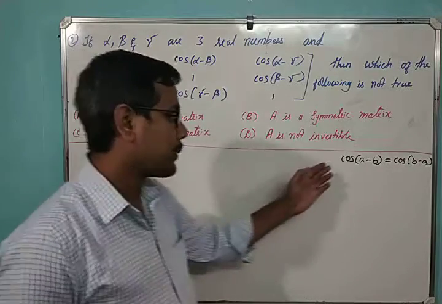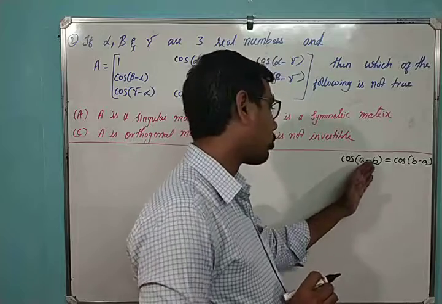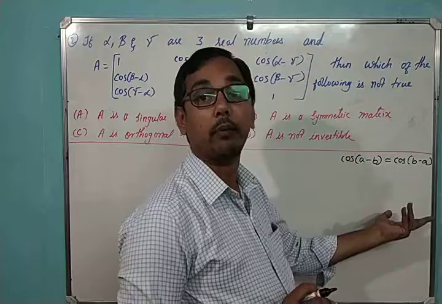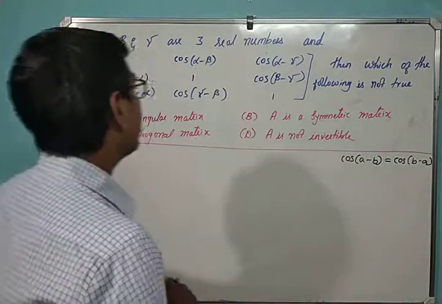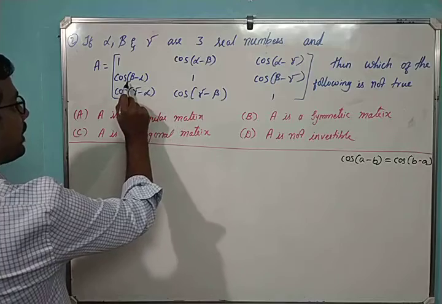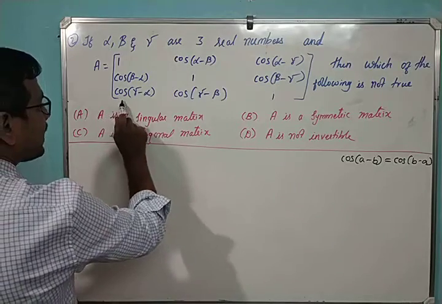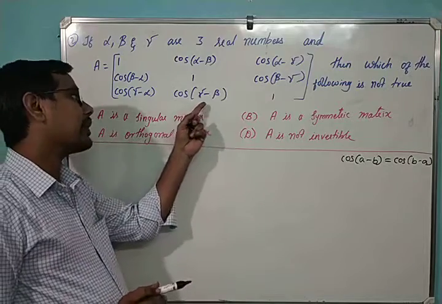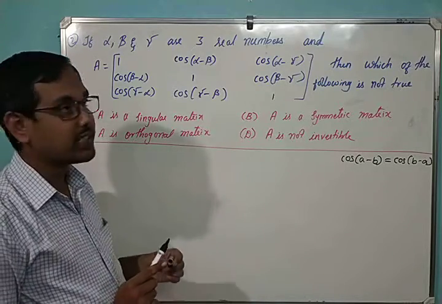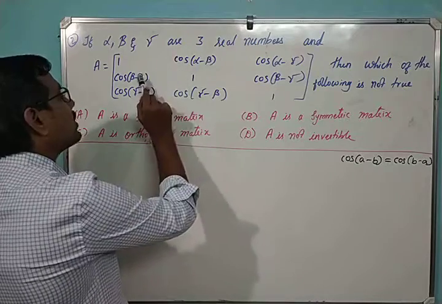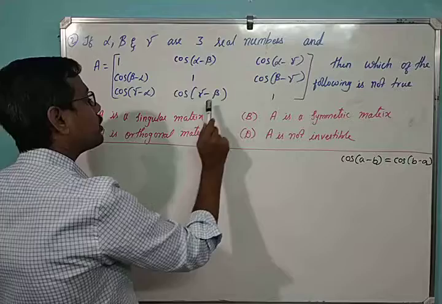Why? Because cos of A minus B is cos A cos B plus sin A sin B, and this is cos B cos A plus sin B sin A. Both are one and the same, right? So here cos of beta minus alpha can be replaced by cos of alpha minus beta, gamma minus alpha by alpha minus gamma, and gamma minus beta by beta minus gamma. When you replace and check, this will be equal to this, and this will be equal to this.